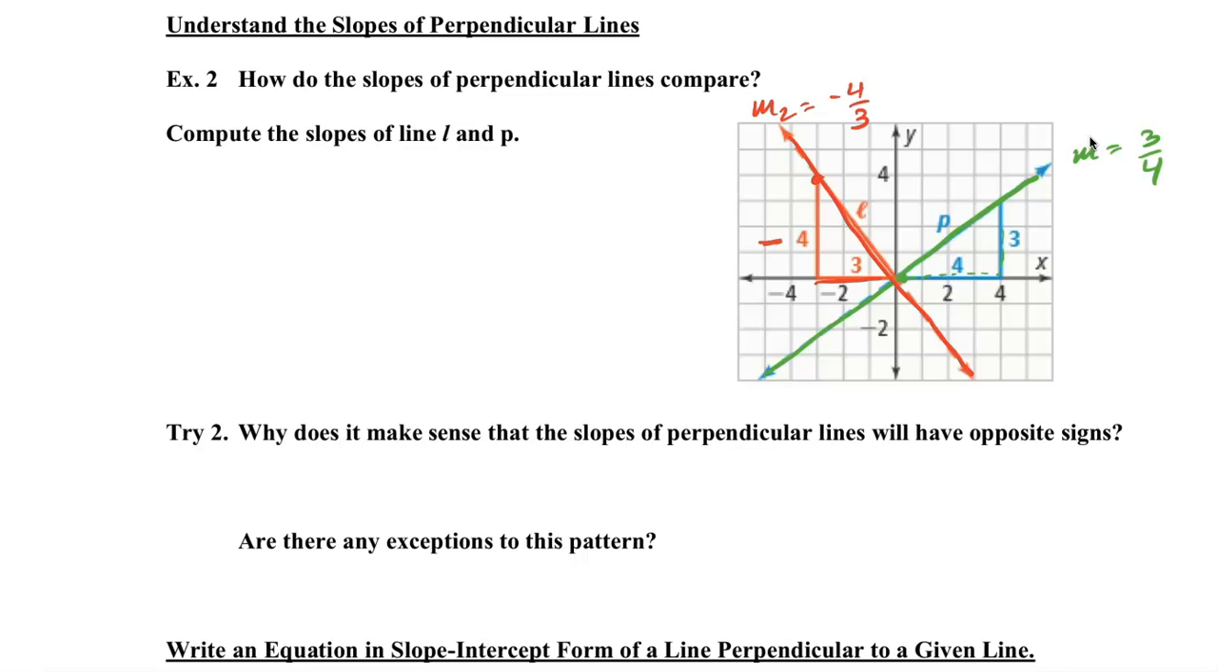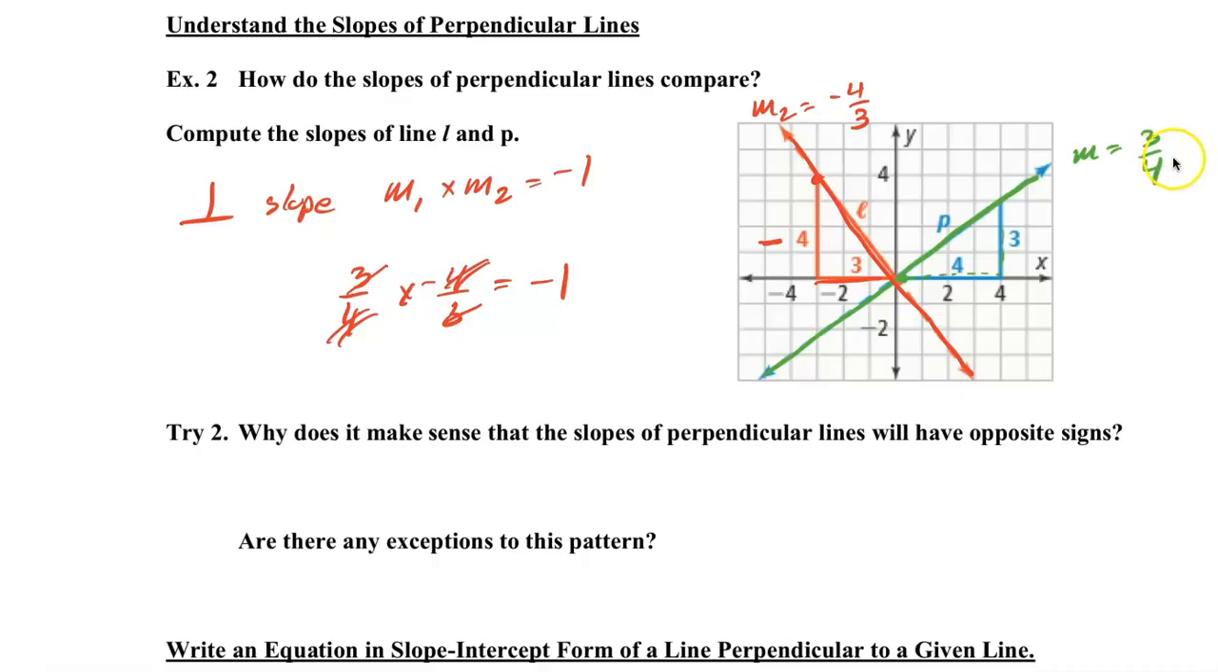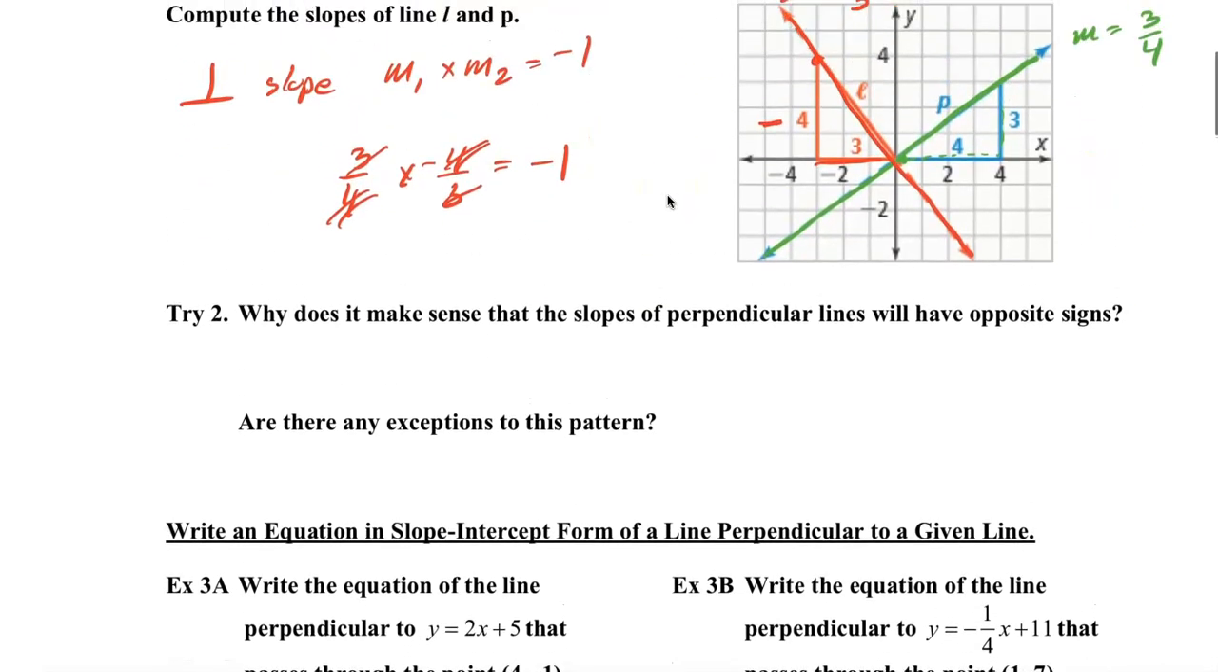Another way to think about perpendicular slopes: if you multiply them, you should get negative 1. So if I multiply 3/4 by negative 4/3, look what happens. These cancel. You get negative 1. So that's perpendicular slopes. I always think about it as negative reciprocal. If you get the slope of one of them, flip it and change the sign. You can also think about it as they multiply to get negative 1.